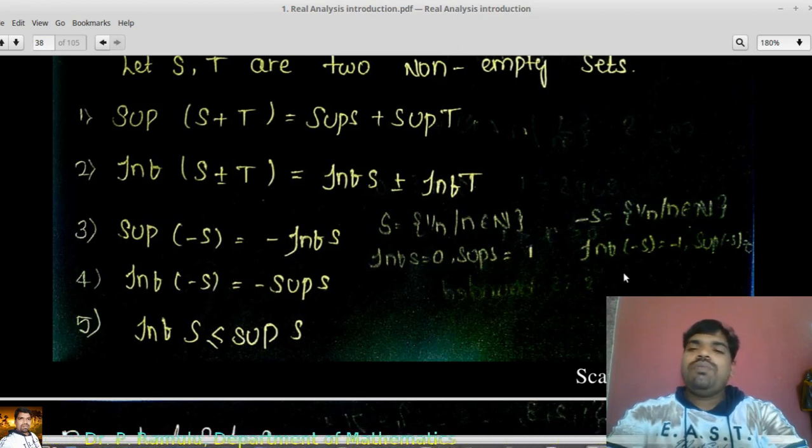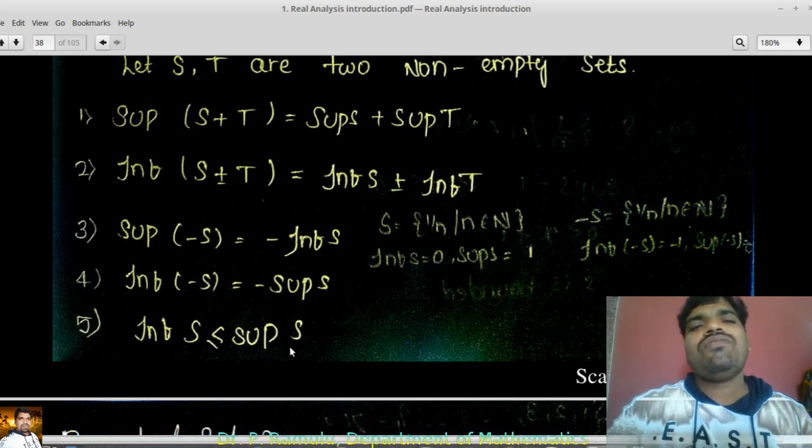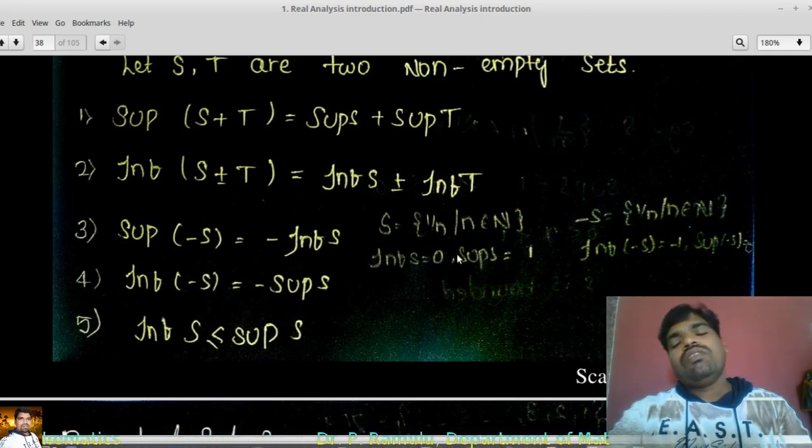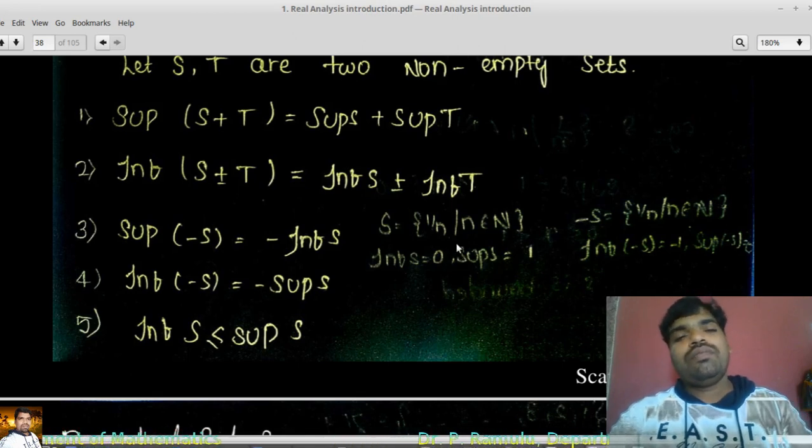Infimum of minus S is equal to minus 1, which is nothing but minus sup S. That means inf S is less than or equal to sup S. Always the infimum of S is less than or equal to sup S. So these are some properties of supremum and infimum. We have to discuss other properties later.